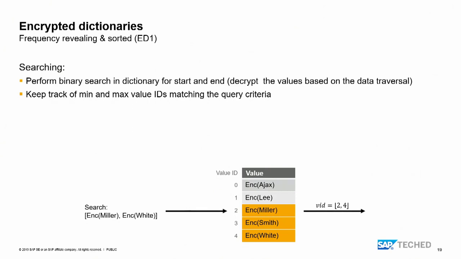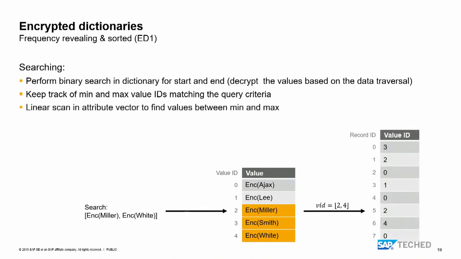And now we keep track of this range and do a linear scan of the attribute vector. So we go from value to value and see if it's between 2 and 4. We do that, and those are the results. Keep in mind, it's now an integer comparison, which is really fast. That's the first thing. And second, this is highly parallelizable. It's a simple check. You can do that on multiple CPUs without any problem.